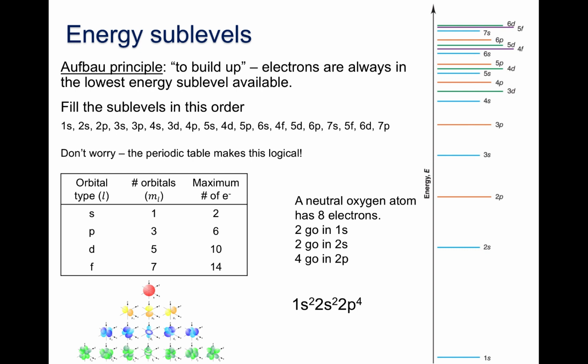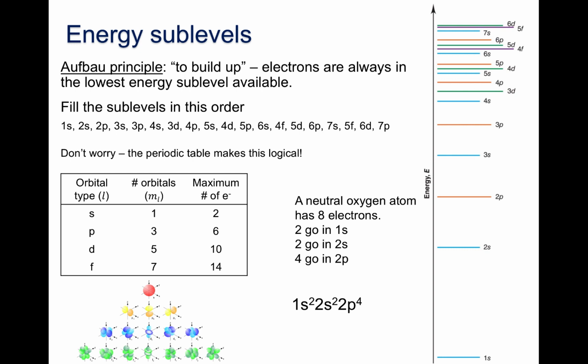It's going to follow the Aufbau principle, which means to build up. Electrons are always going to go into the lowest energy sublevel that is available. It's shown on this energy diagram over here to the left, where we have the lowest energy down here, and it increases in energy as we go up. We also have the energy sublevels listed here. Yes, you're going to have to know how to fill the energy sublevels, but the periodic table is going to make this very logical and not exactly a memorization task.